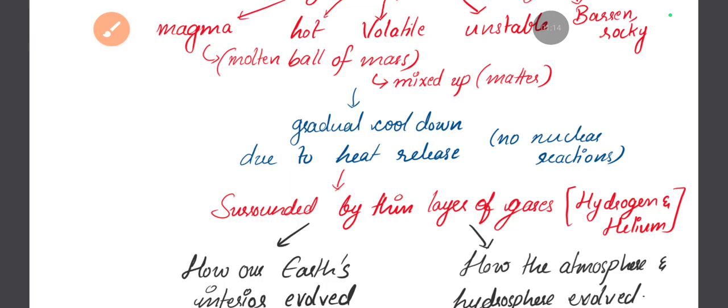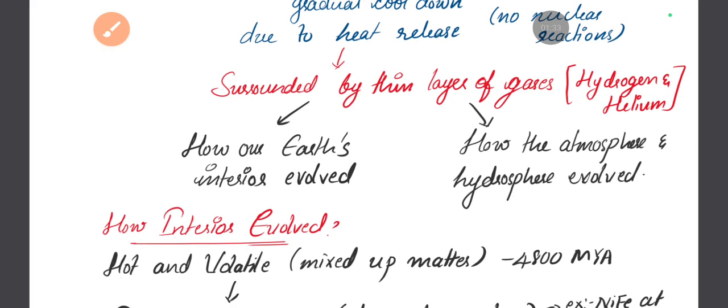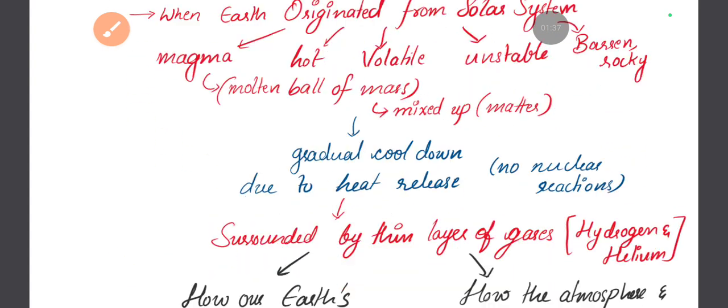Then I have told you gradually the earth got cooled down, and the temperature inside the earth and in the early atmosphere was gradually getting cooled due to the heat release, as there were no nuclear reactions inside the earth. The initial atmosphere consisted of hydrogen and helium, a very thin layer of gases. And then I went directly to the evolution.